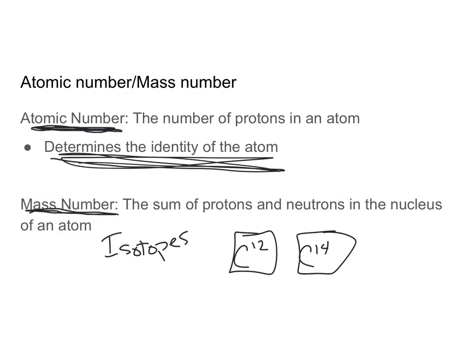One of them has a mass number of 12, one of them has a mass number of 14, but they both have the same atomic number because they're both carbon. They have the same number of protons. And so my mass number is just the sum of protons and neutrons in the nucleus of an atom.